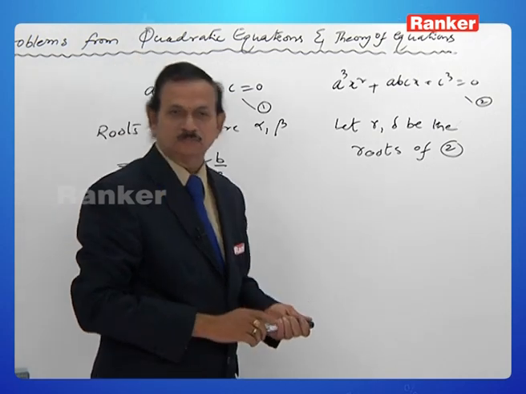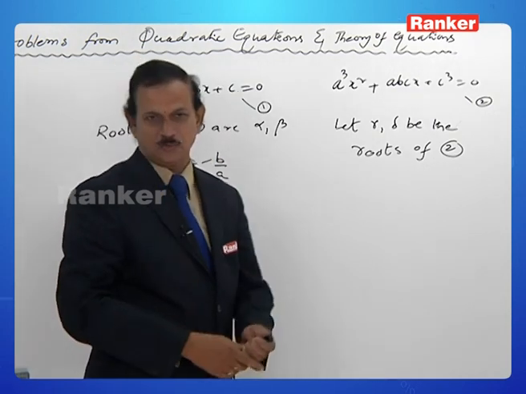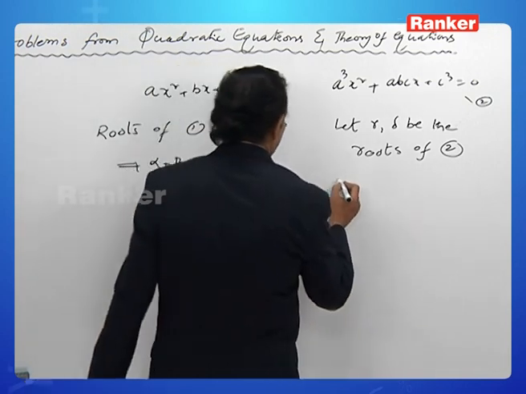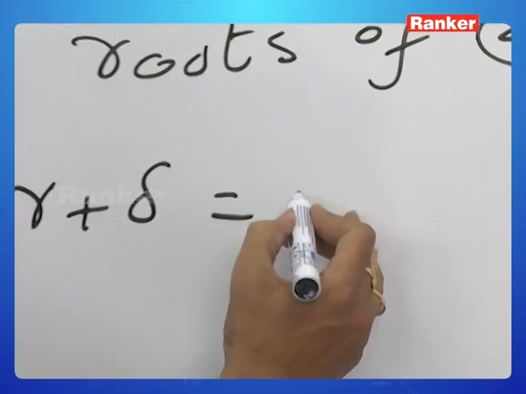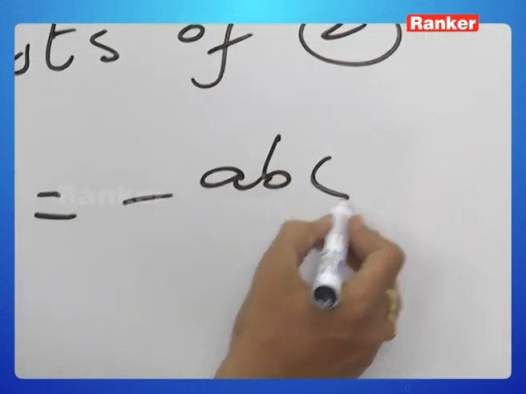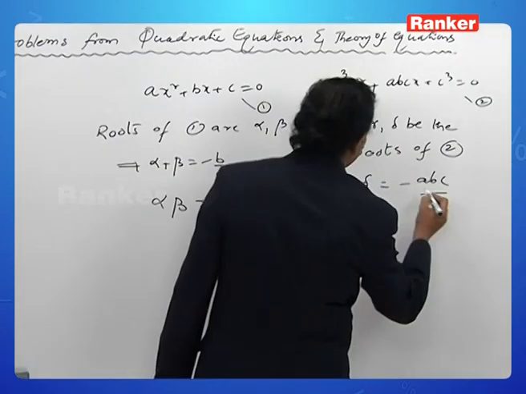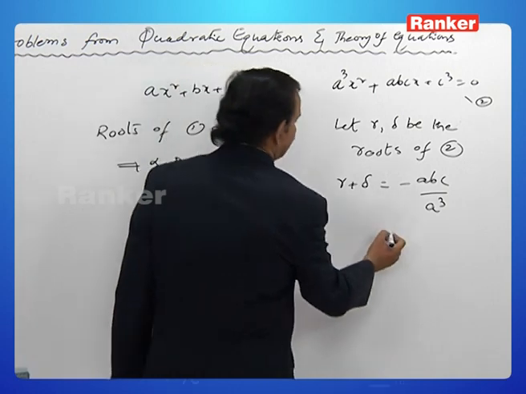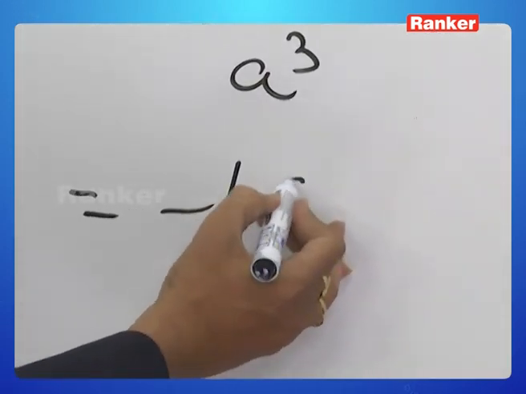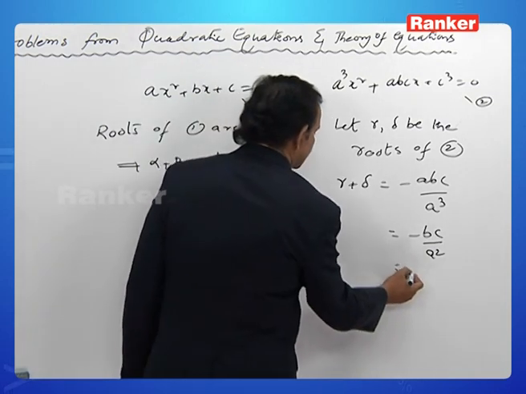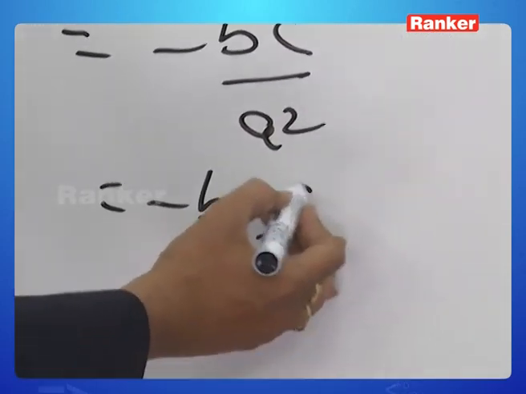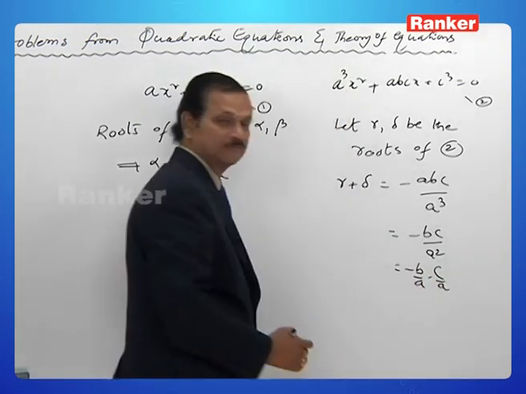As we could assume gamma and delta are the roots, what is gamma plus delta, the sum of the roots of this equation? That is minus abc by a cube. If you cancel one a, this is minus bc by a square. Again you can rearrange this as minus b by a into c by a, isn't it?